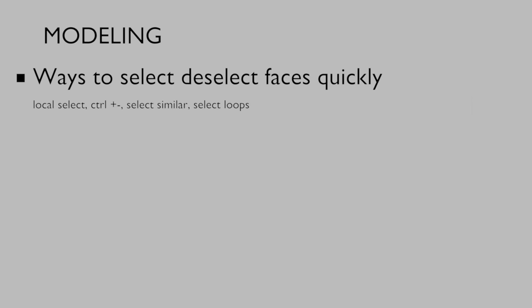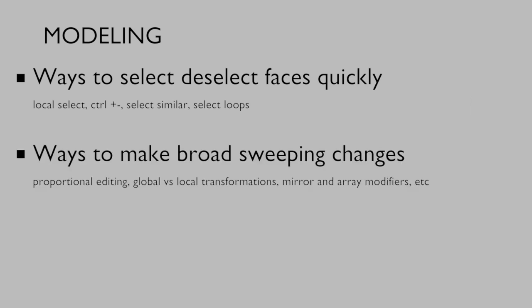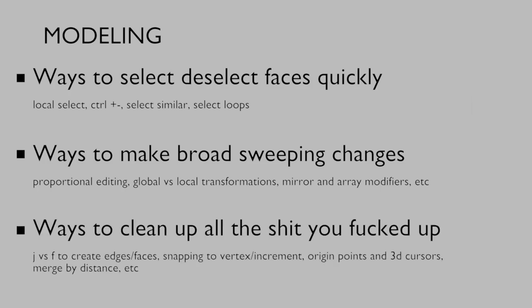I break my modeling knowledge into three categories. The first category is ways to select and deselect faces quickly. So things like local select, Control plus or minus, select similar, select loops, that kind of thing. The second group is ways to make broad sweeping changes. So things like proportional editing, global versus local transformations, mirror and array modifiers, etc. And the third way is ways to clean up all the stuff you messed up by doing those broad sweeping changes, which inevitably happens. So things like J versus F to create new edges or faces, snapping to vertex or increment, origin points and 3D cursors and the relationship between them, and merge by distance, etc.